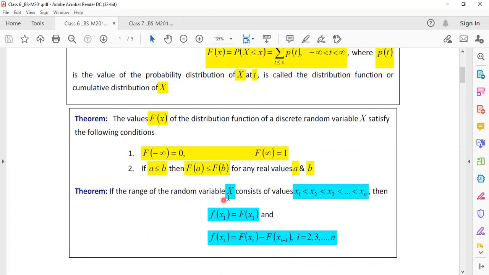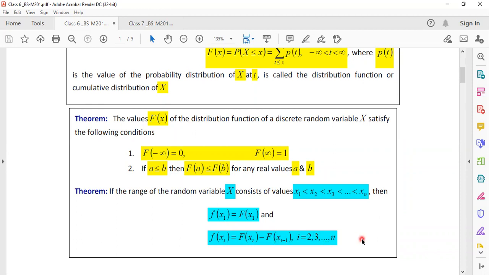If the range of the random variable capital X consists of values such that they maintain a sequence in increasing order, x1 is less than x2, the next one is less than x3, and so on, then the probability function at the first value will be the same as the distribution function at the first value. And the probability function at any value xi will be the difference between the distribution function at the value xi and the distribution function at the value xi minus 1. And it is true for any i lying between 2, 3, and n.